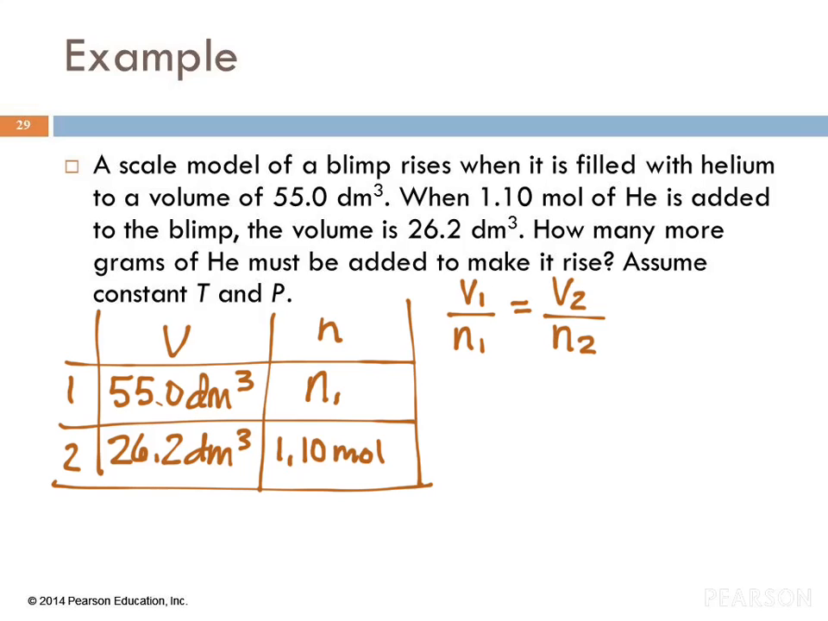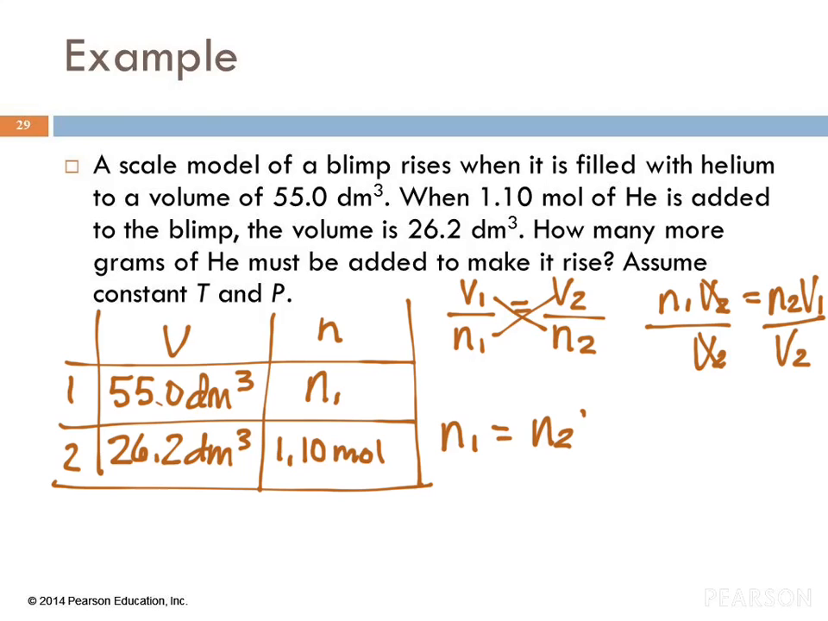And we have that whole fraction situation going on again. So let's cross multiply, get rid of the fractions. So I get N1 V2 equals, running out of space, N2 V1. And then I want N1 by itself, so I'm going to divide by V2. Have to do it on both sides. So N1 equals N2 times V1 divided by V2.